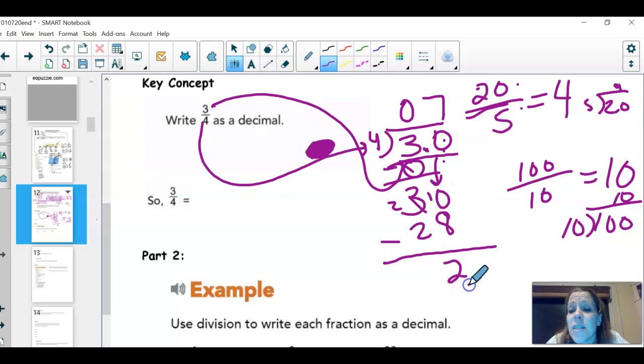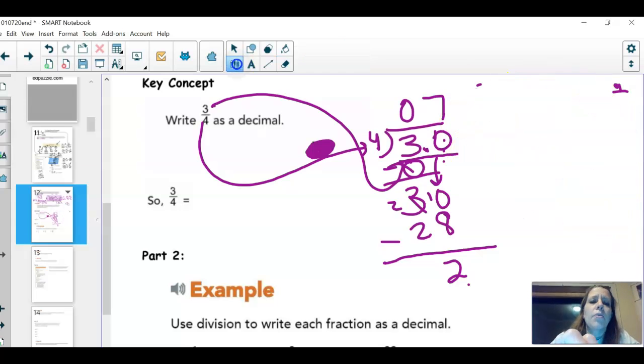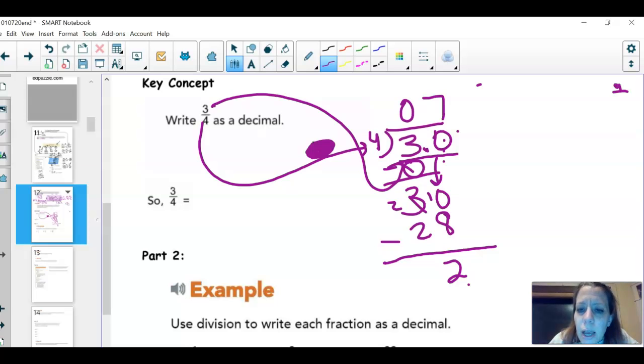But I want to have 0 here, and I don't have 0, so I need to continue. I'm going to add another 0, because think of 3.00. That's the same as $3. It's the same as 3. I'm going to bring down my 0.